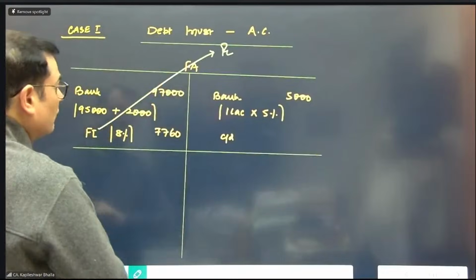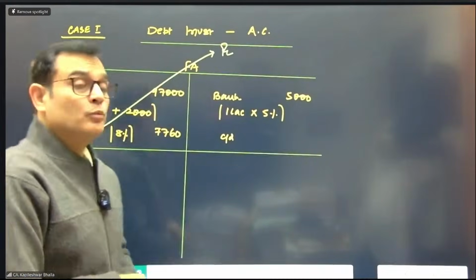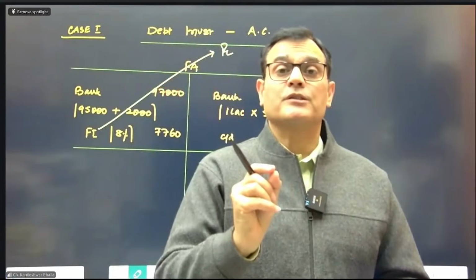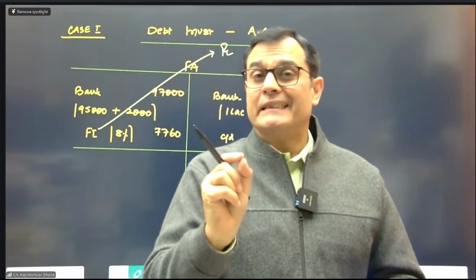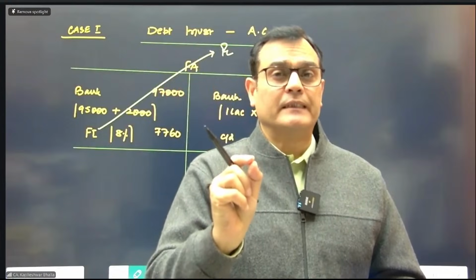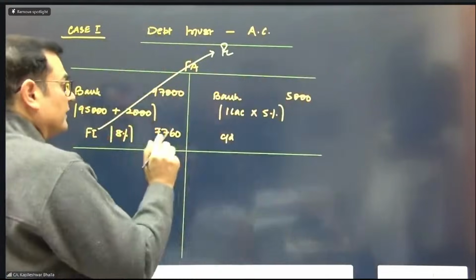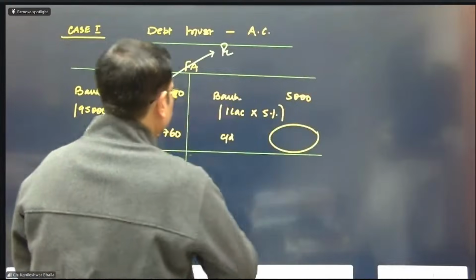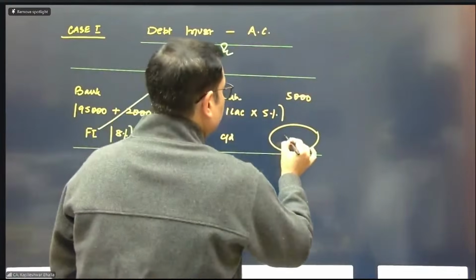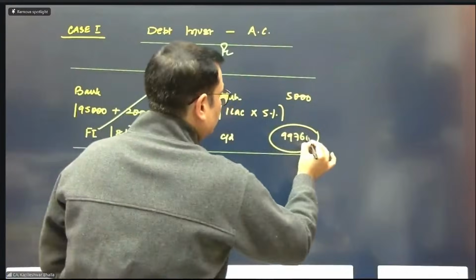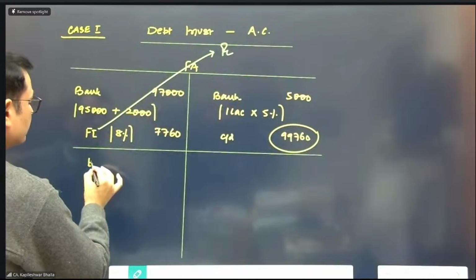So in terms of amortized cost, just to remind you again, we're not considering any fair value. The concept of amortized cost only captures the interest income on effective rate, but there is no concept of fair value changes to be captured. So we take a balance c/d as a balancing figure. And I think that's 99,760. So we take this as the opening balance in the next year.